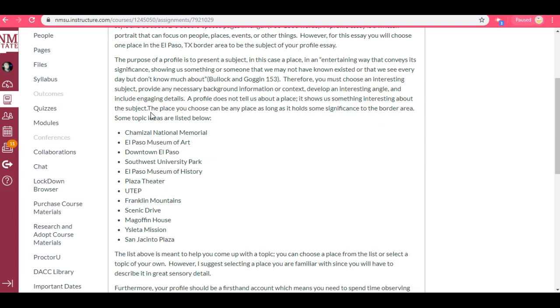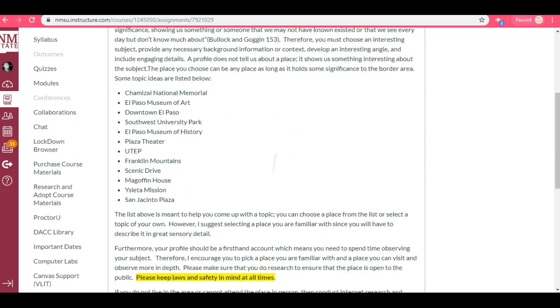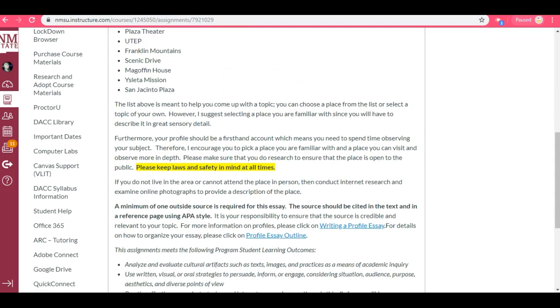So, again, with this essay, what you're doing is a lot of showing us. You're not telling us why this place is special, you're showing us why this place is special. I did go ahead and provide some topics. However, you don't have to write about one of these. You can choose any place you feel is significant to the border area. I just threw some ideas out there.